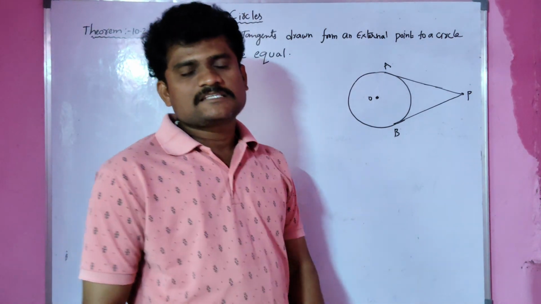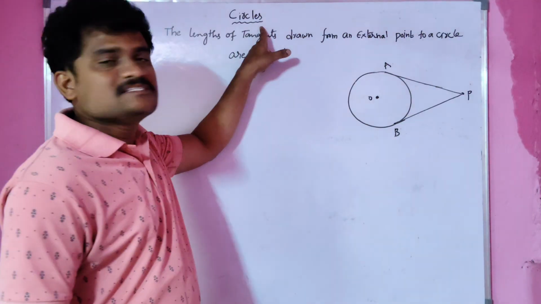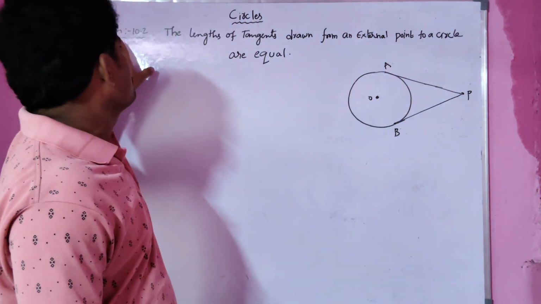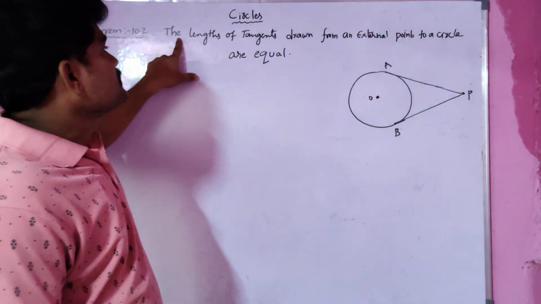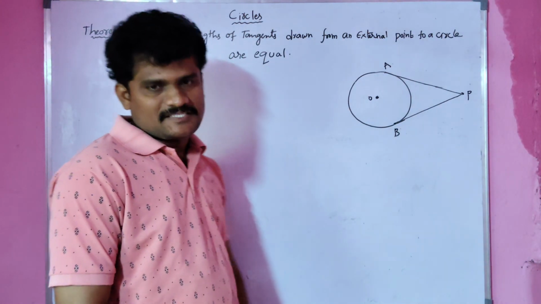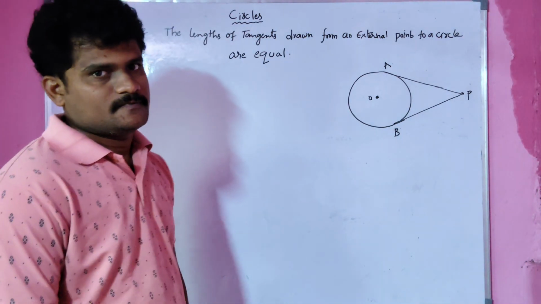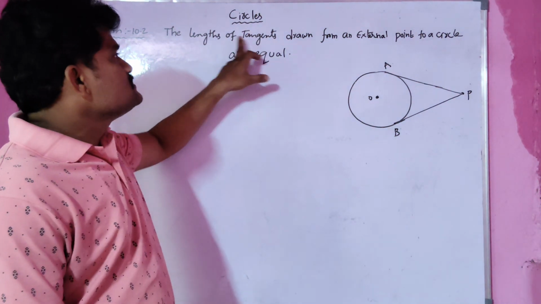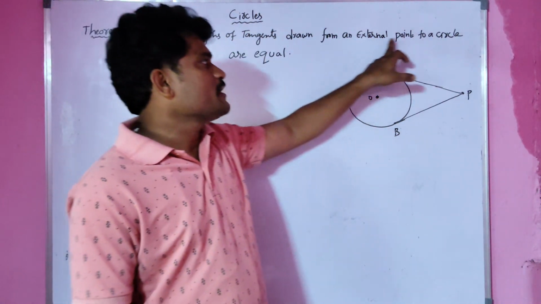Today we will discuss a theorem in circles. Theorem 10.2: The lengths of tangents drawn from an external point to a circle are equal. That means the lengths of tangents drawn from an external point.